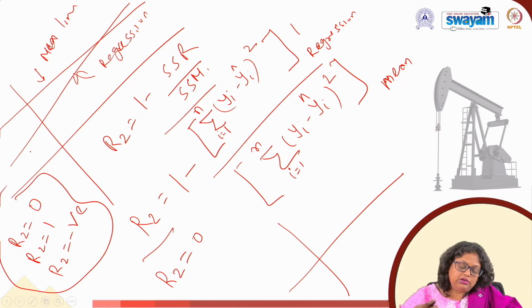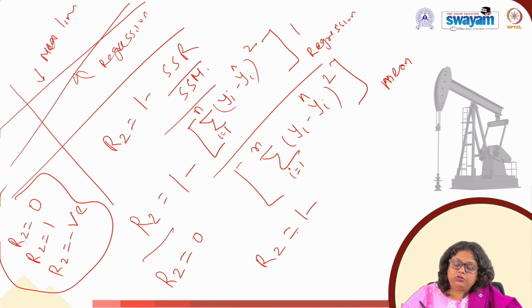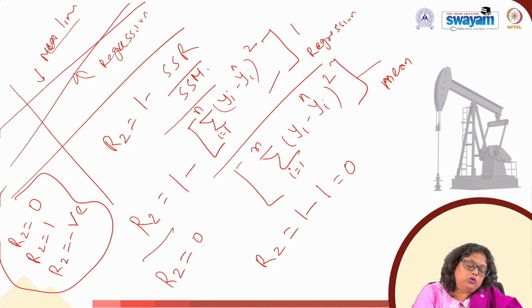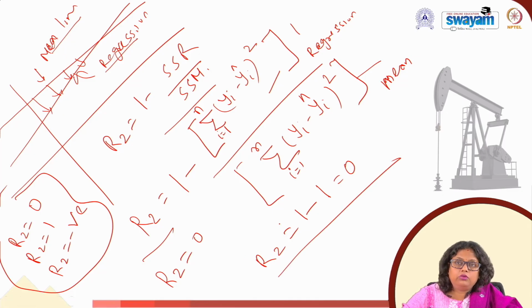So let's discuss one by one. R2 is 0. So when should it be 0? When 1 minus 1 equals 0. So when the numerator and denominator become equal, we will have 1 minus 1 equal to 0. So when will this scenario occur? When your mean line and regression line fit to each other. They will overlap, so the value will be the same. So at that time your R2 will become 0.